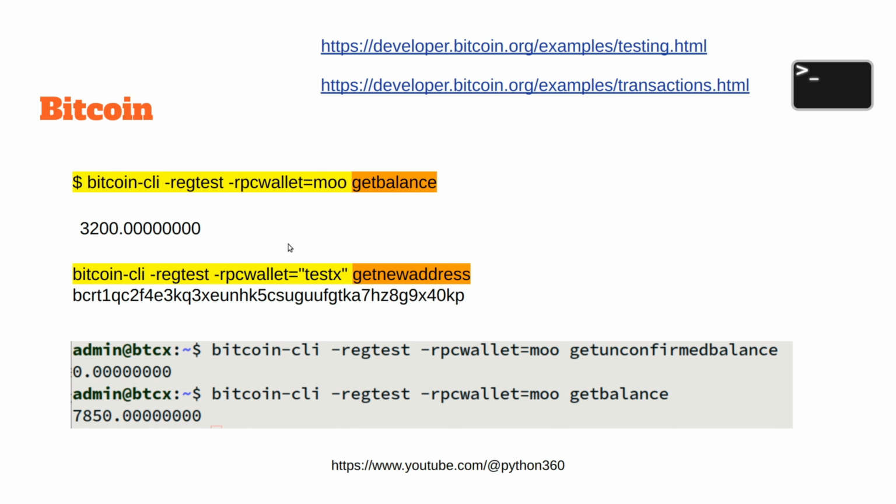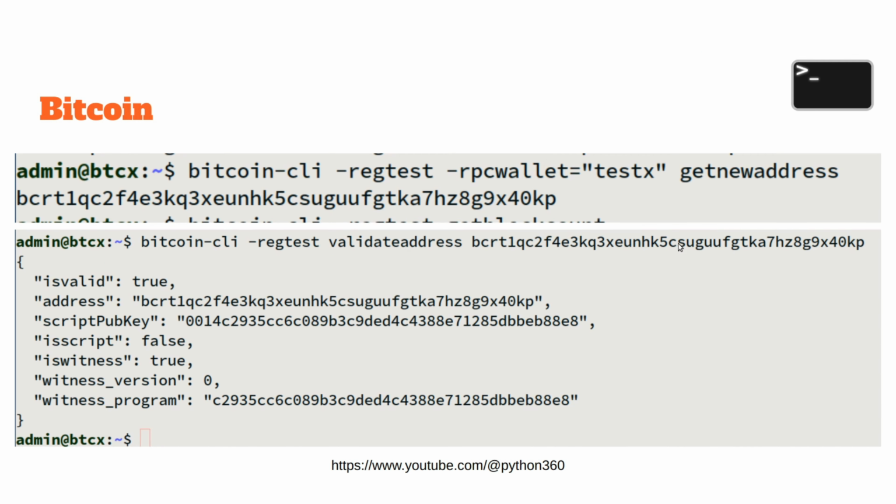examples, example transactions. So get the balance, that's the balance of the wallet called Mu. And then I just had another wallet called testx and get new address. Now we say BC, RT1, so on. So get unconfirmed balance, 0. Get balance, 7850. So hopefully these yellow and orange examples are useful. If you've set up Bitcoin Core and you're using regtest, these will create useful examples for you.